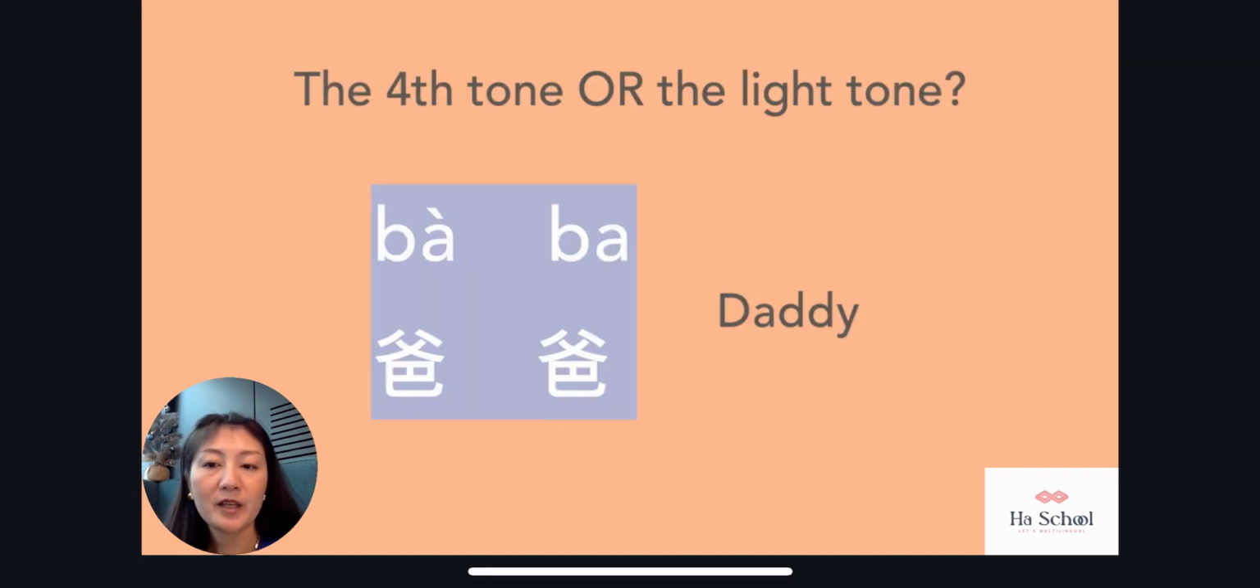For example, the word daddy in Chinese is 爸爸. The first character is a fourth tone, 爸, and the last one is a light tone, 爸, 爸爸. Can you tell the difference?